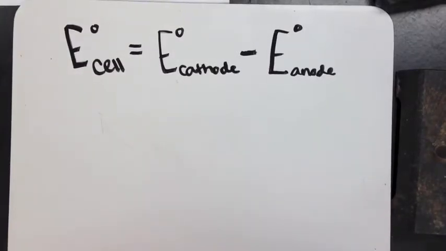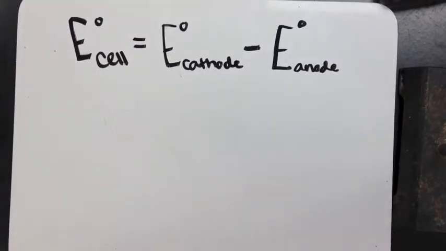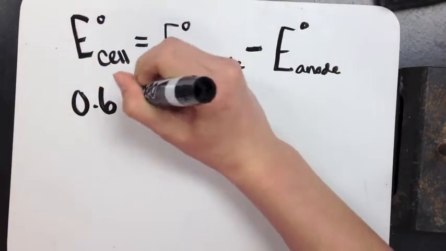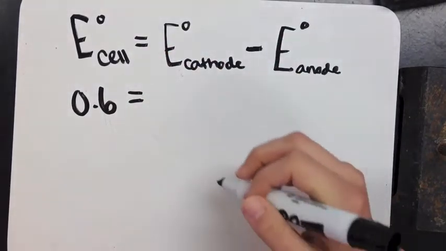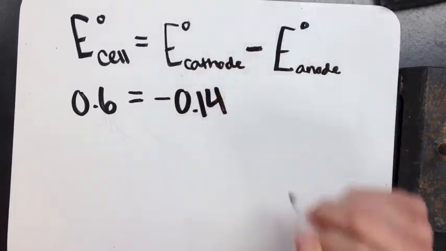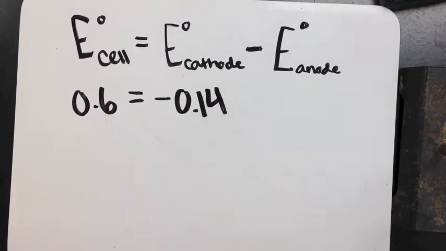In question C, it says, if the standard cell potential, E cell, is positive 0.6 volts, what is the standard reduction potential in volts for the unknown metal electrode? So this is the equation to find the standard cell potential. It told us that the standard cell potential is 0.6 volts, and we know that the standard potential for the Sn electrode, the cathode, is negative 0.14 volts. Then we're going to solve for X, which is the anode.